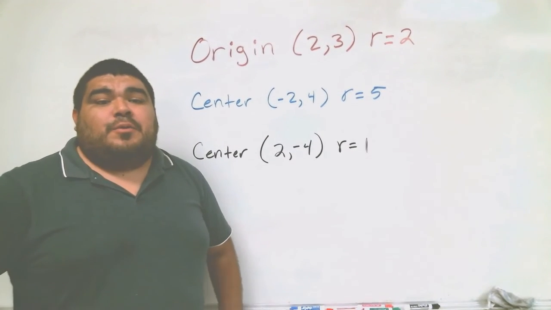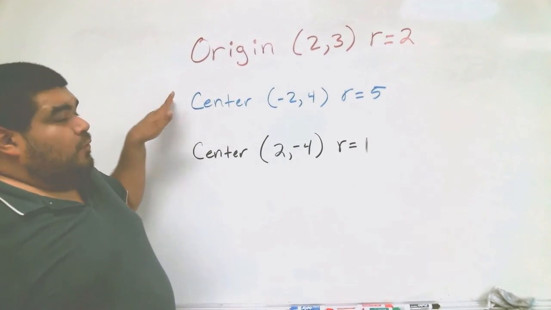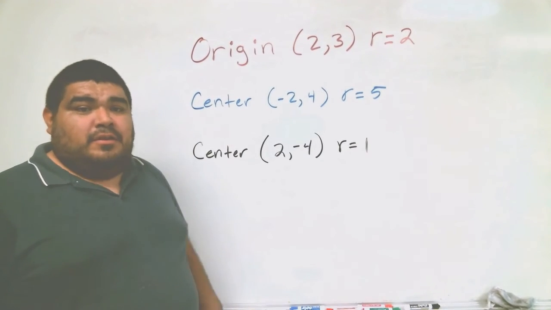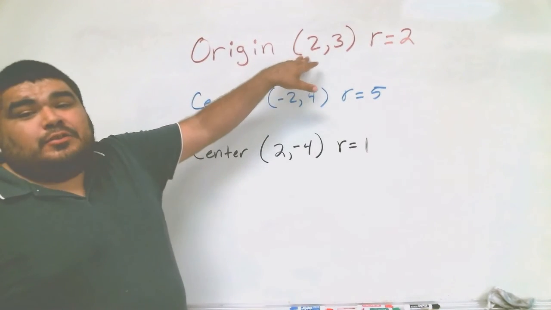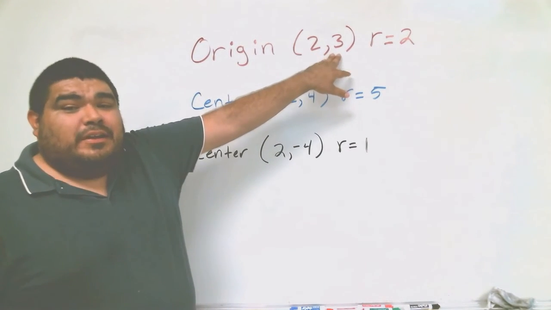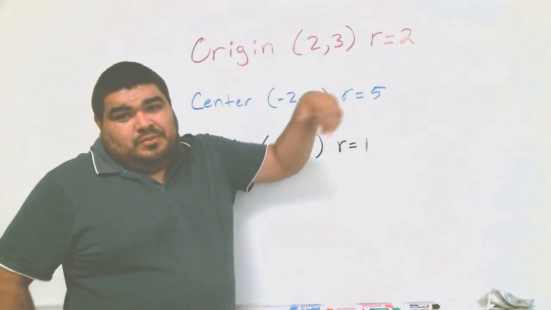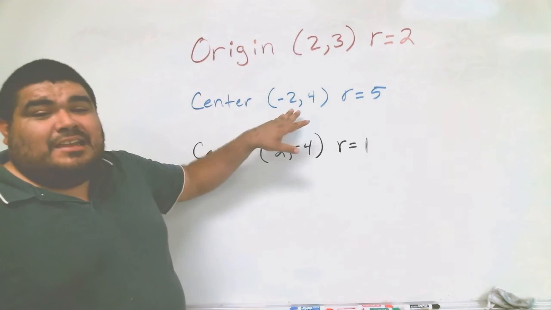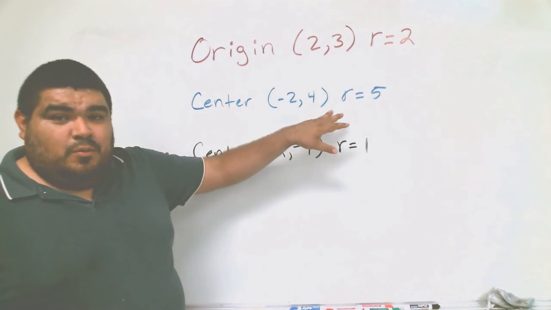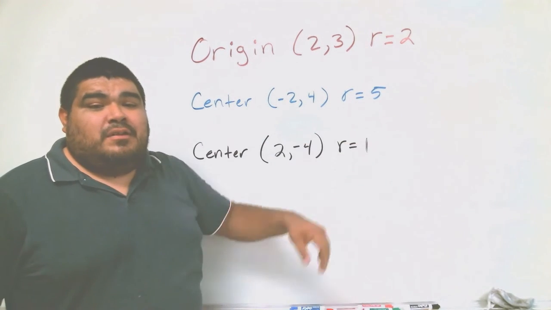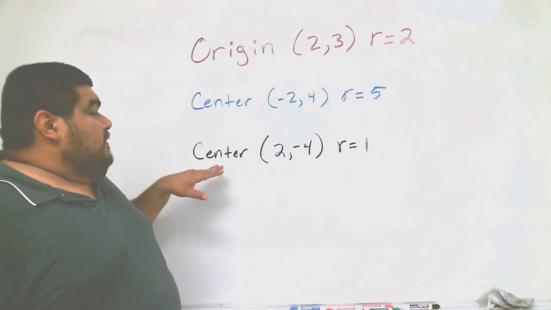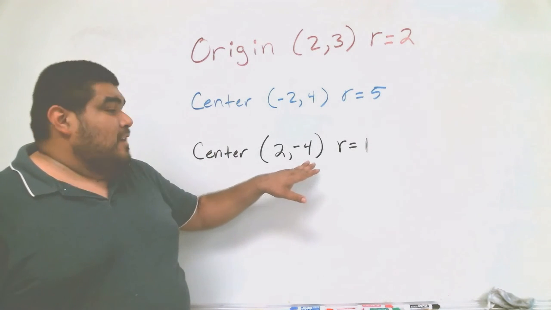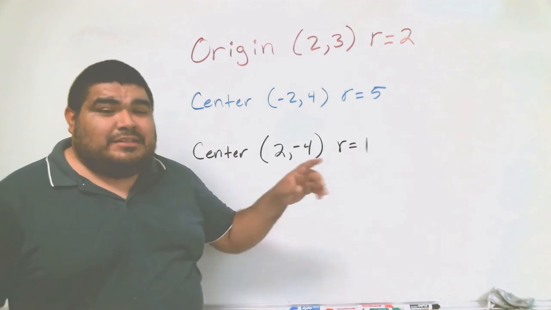All right, guys. So we have 3 problems on the board. The first one, origin at 2, 3. The radius is 2. The second problem, the center is at -2, 4 with the radius of 5. And the third one, the center is at 2, -4 with the radius of 1.